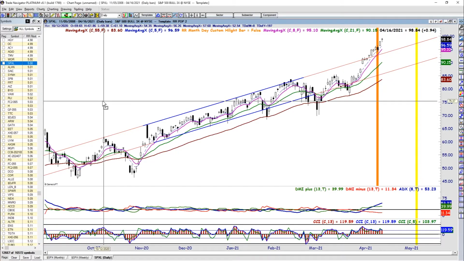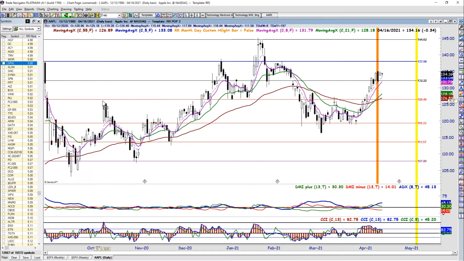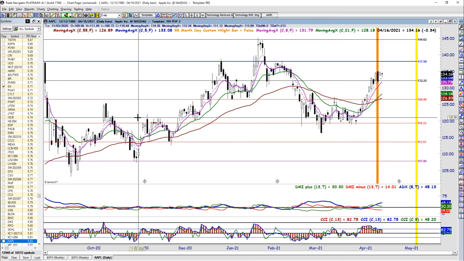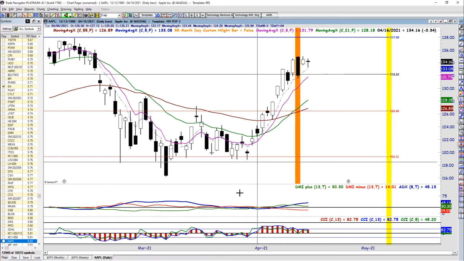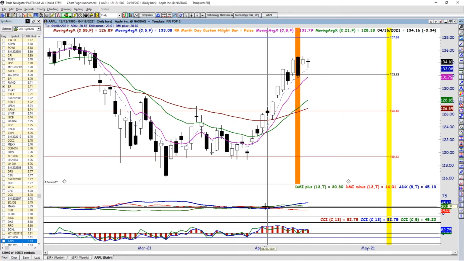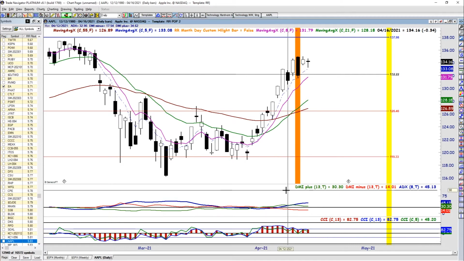Let's say we go to Apple. There we go. And I'm really going to bring it in. You can see Apple has had a really nice run. Down here in the middle section is the ADX and the DMI plus and minus. What is that telling us?